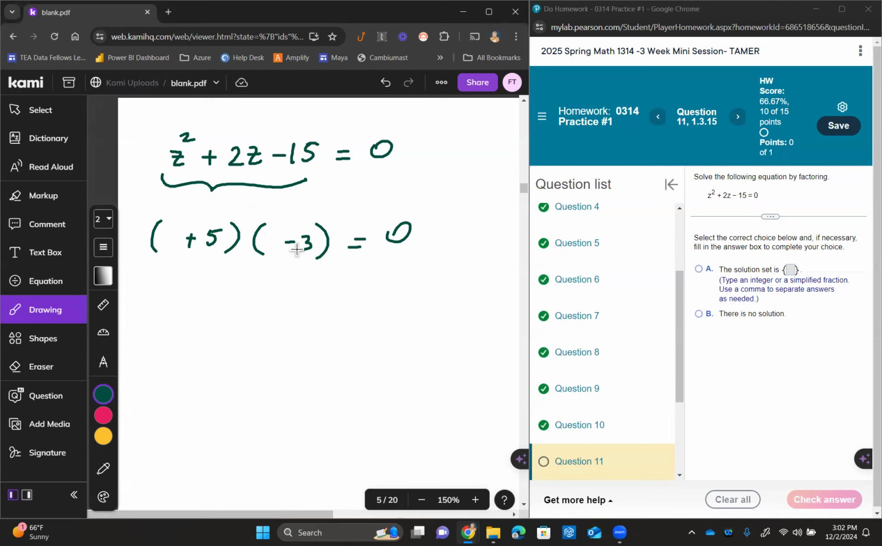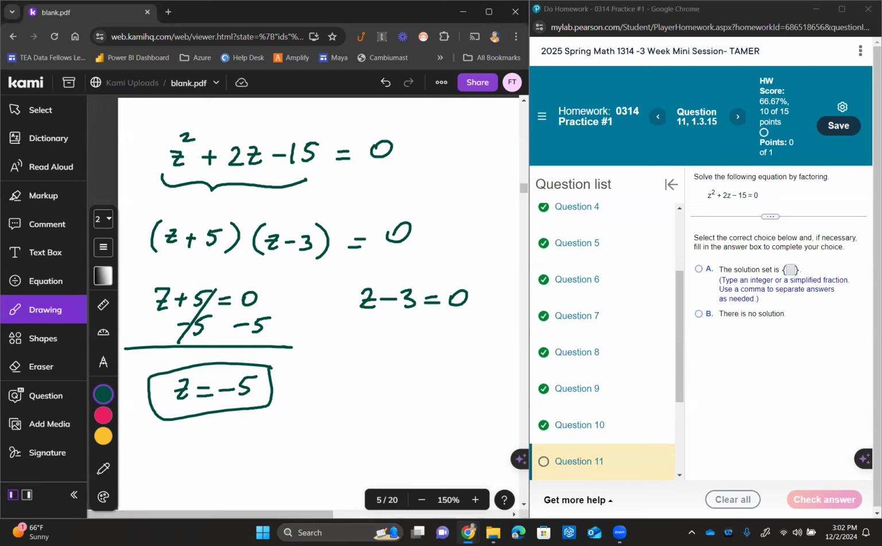So this is the only combination of these two numbers. And then we're just going to place the variables here, z plus 5 and z minus 3. These are the two factors. Because now we need to solve, this is set to 0. We're going to take each factor and set it to 0. Subtract 5 on both sides. This gives me z equals negative 5. And then add 3 on both sides, and this one gives me z equals positive 3.